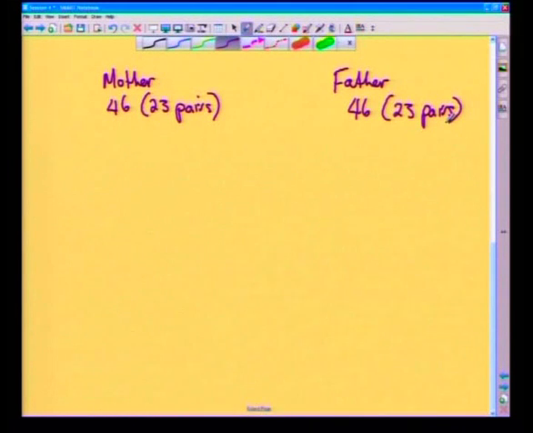Because remember, they're always in pairs, never an uneven amount. If there is, we have a problem, and then you end up with Down syndrome babies or Turner syndrome babies. We're going to work through that later as well. But let's look here.